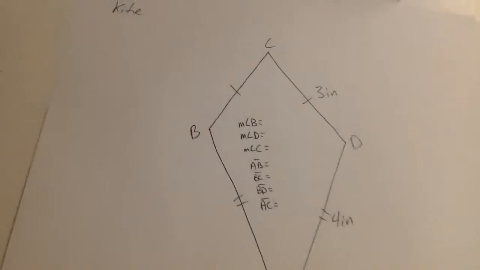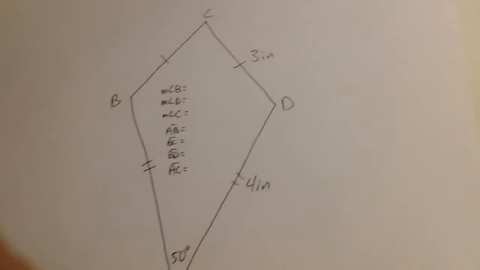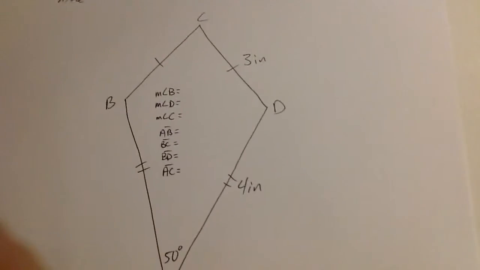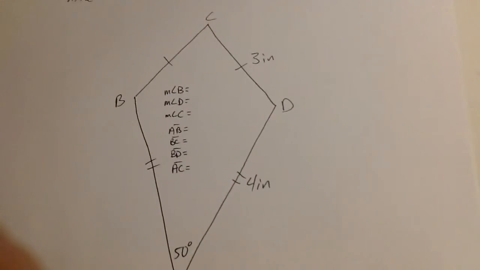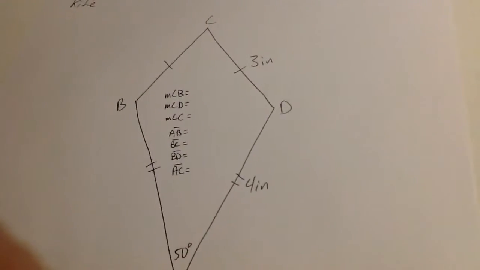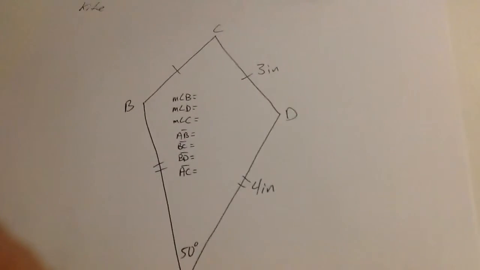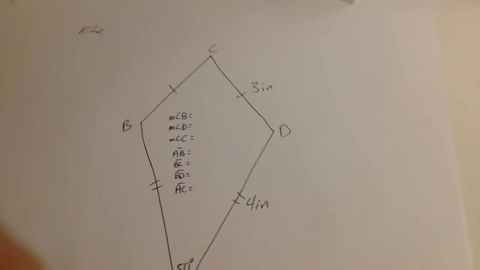Let's look at the kite. This one's a little harder. This one you're actually gonna have to use your SOHCAHTOA knowledge. And as we go through these, you're gonna have to use a lot of SOHCAHTOA, a lot of Pythagorean theorem. So it kind of continues on. That stuff isn't going to go away. It's going to be here for the rest of the year.